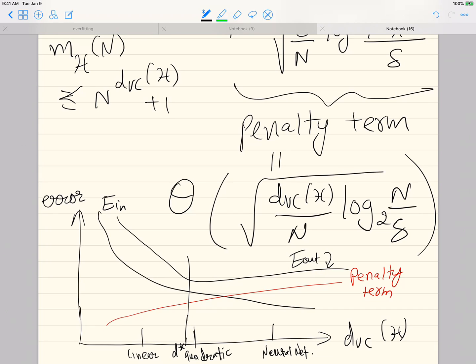Where is overfitting? Right? Here, this is the case when E out is large and E in is small. So as you increase the VC dimension, you're using more complex models and you end up overfitting. If you decrease the VC dimension, your in-sample error is large. So here, you are underfitting. And again, you can see the trade-off between model complexity and generalization error through this analysis.